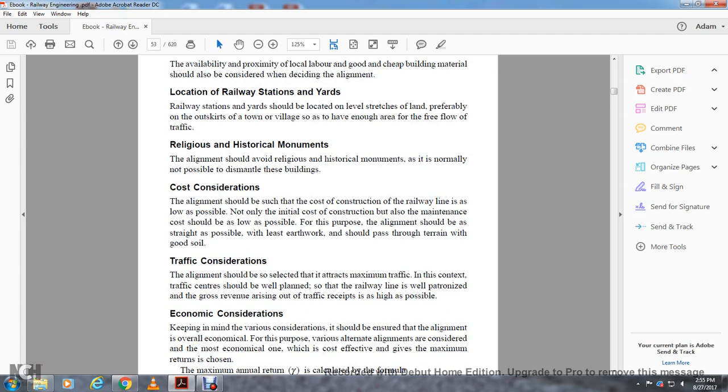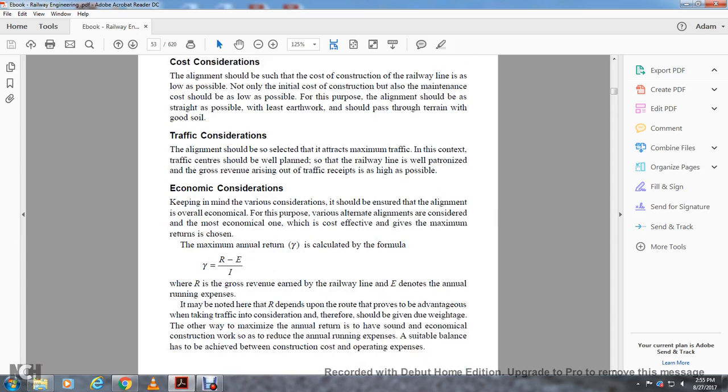Traffic consideration. The alignment should be selected so that it attracts maximum traffic, and the traffic centers should be well planned, so that the railway line is patronized and the traffic receipts are as high as possible.